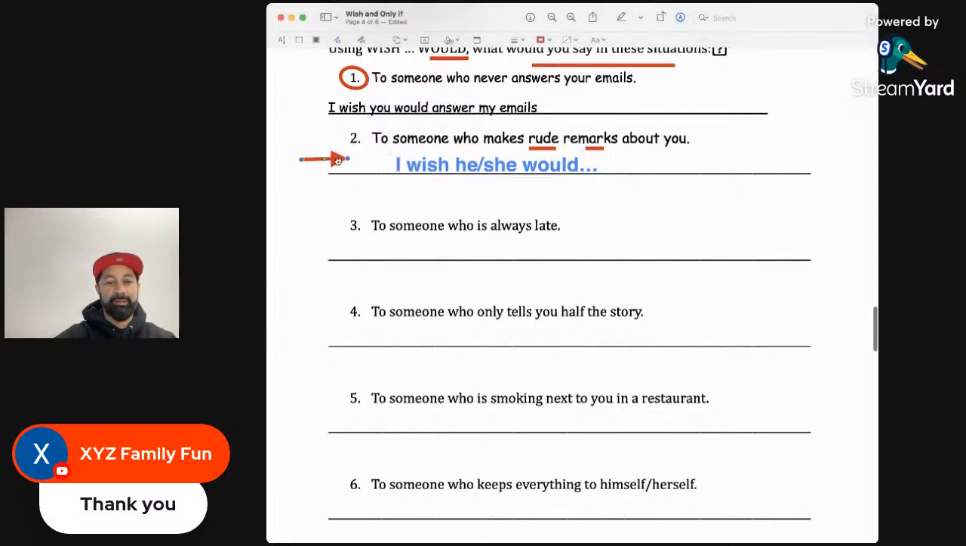Let's move to number 3. What would you say to someone who is always late? And I'll give you the beginning of this one as well.